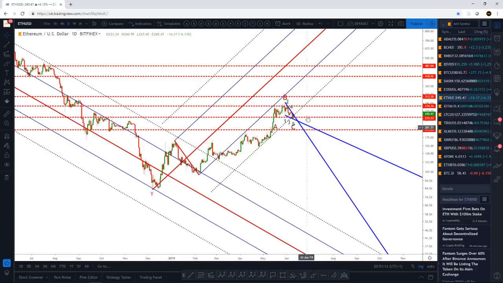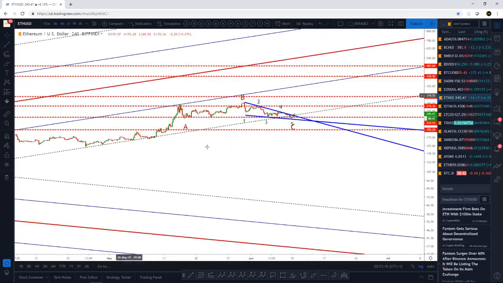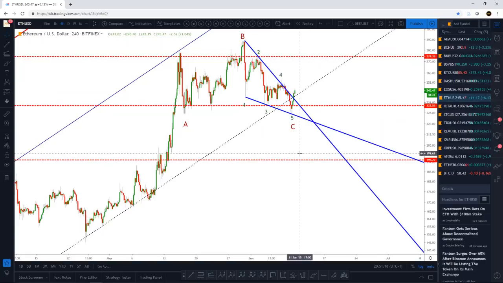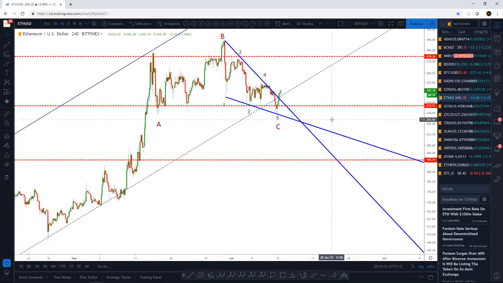And what happened, so I'll zoom in here. Let's go in on the 4 hourly. Okay, now as I mentioned with Bitcoin, we had that running flat which got truncated. However, you can see here I've got an ABC playout for Ethereum, but here you can actually see it's completed. So we've got that for the final wave C, you've got five waves down, the 1, 2, 3, 4, and 5.